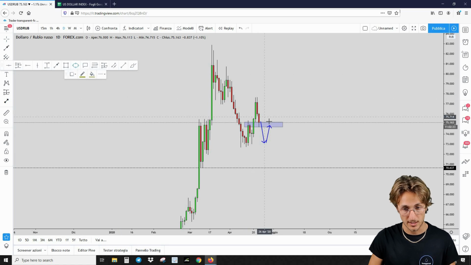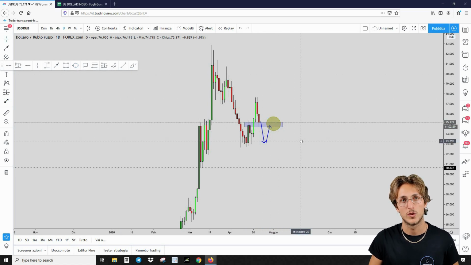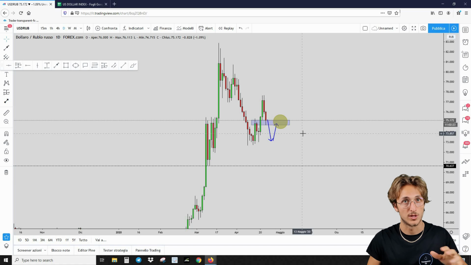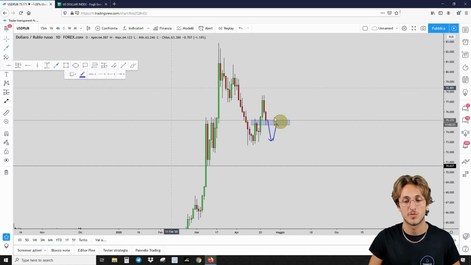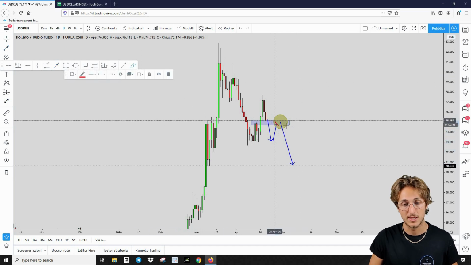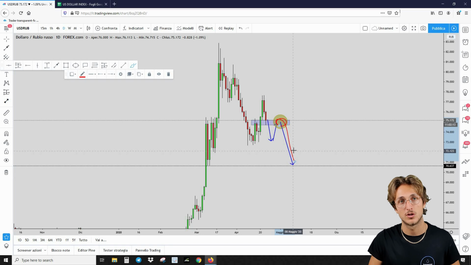So on the retest of this newly created resistance, that is the exact area in which we will be monitoring price action on the 4-hour time frame with students, waiting for the market to provide to us one of our valid entries. And if the market provides to us one of our valid entries, then we will be taking a nice short with a very good risk to reward and very good probabilities for continuation to the downside.